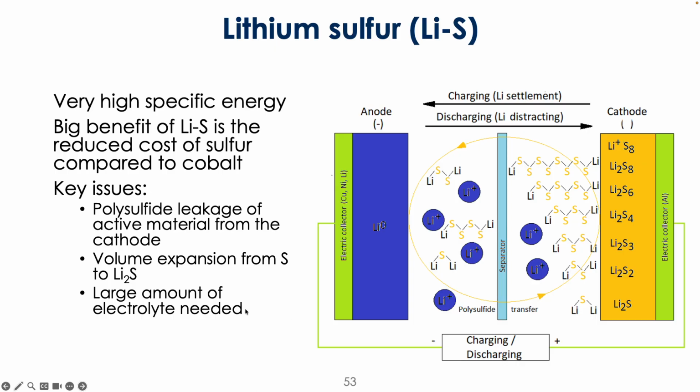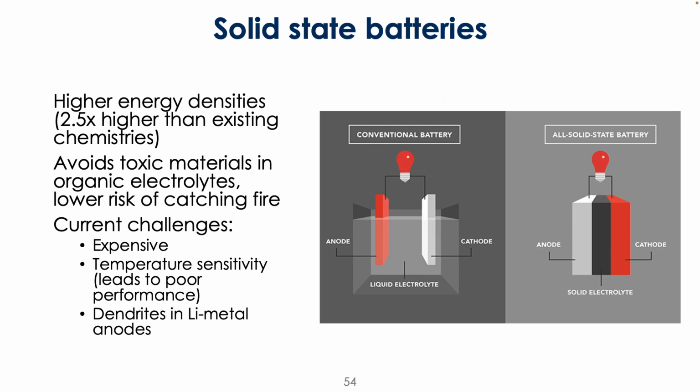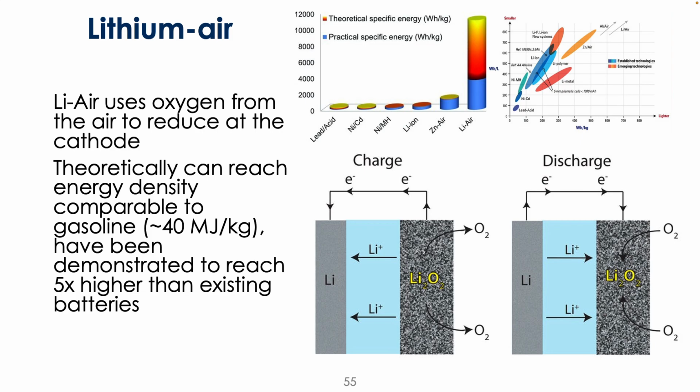Lithium sulfur, also very high specific energy. You use sulfur instead of cobalt, much more available material, much cheaper. You're not going to have these humanitarian concerns. This one has the volume expansion that we were mentioning earlier. And there's leakage issues that haven't been really dealt with. Solid states, much higher energy densities, again, 2.5 times higher than existing chemistries. This has a similar issue with the sort of dendrites forming, and so you have lots of fires, lots of explosions that happen with these chemistries.